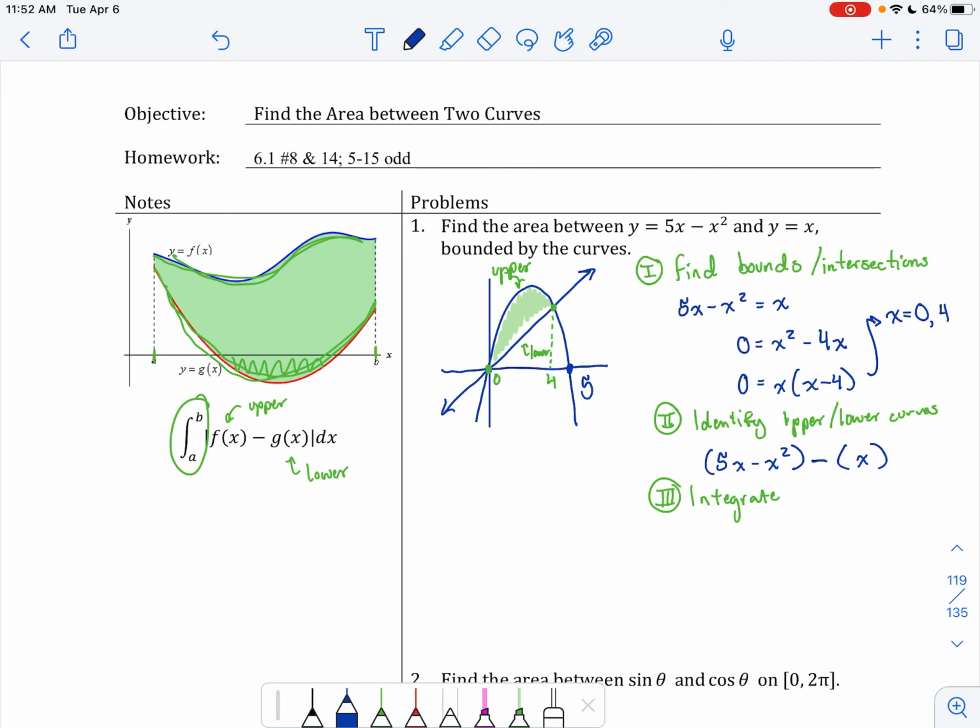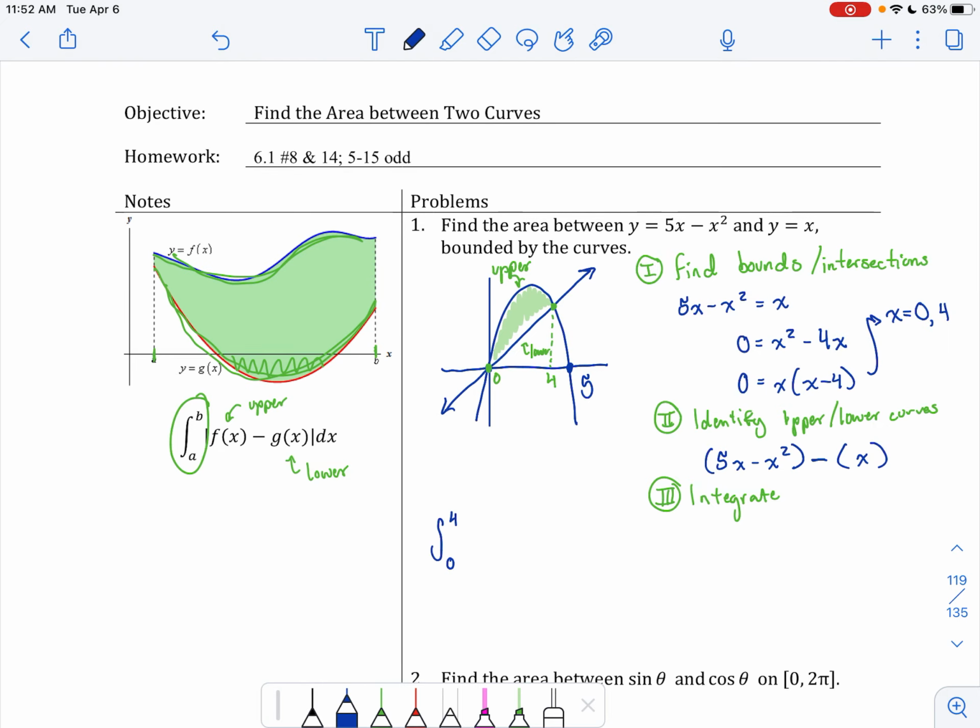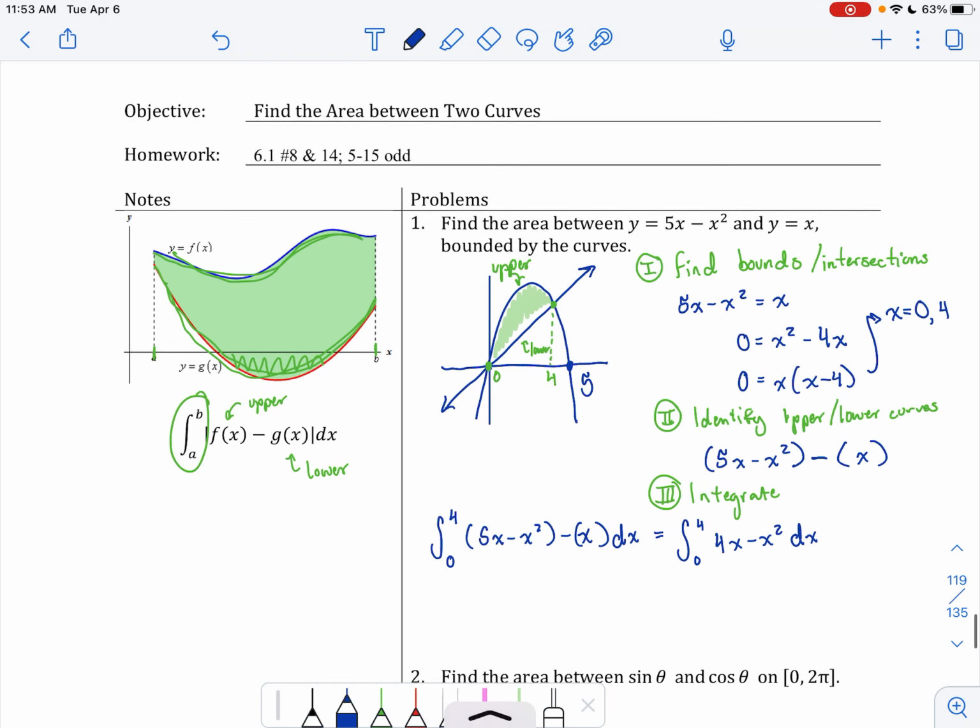So I'm going to start my integral all the way over here to give myself a little bit more space. So my bounds are 0 to 4, which are the intersection points, and then 5x minus x squared minus x dx as our equation there. I'm going to start by simplifying into a single polynomial. So then I get the integral from 0 to 4 of 4x minus x squared dx.